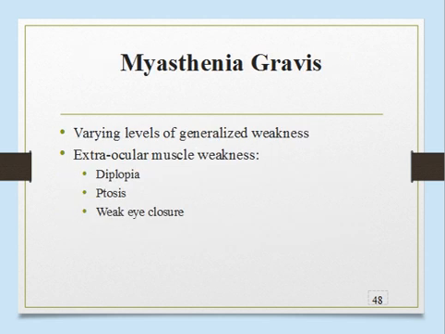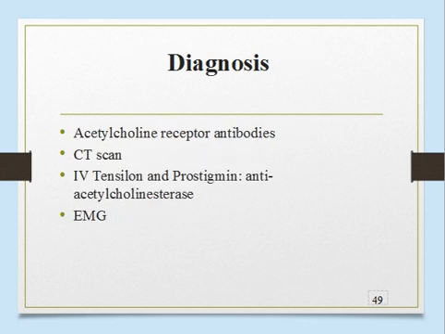Myasthenia gravis: varying levels of generalized weakness, extraocular muscle weakness, diplopia, one eye that droops, weak eye closure. The diagnosis of myasthenia gravis is acetylcholine receptor antibodies in the blood. This is an autoimmune neuromuscular disease that has affected the acetylcholine receptors, and so if you have the antibodies, that's one of the diagnostic tests. CT scan, so you're looking to give IV Tensilon and histamine, which is anticholinesterase, and EMG.